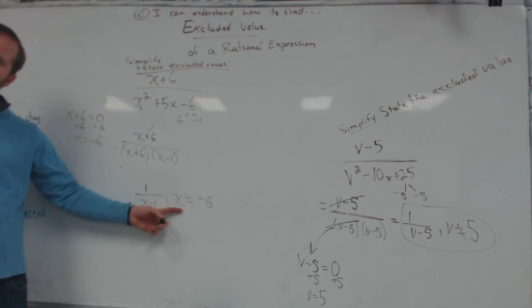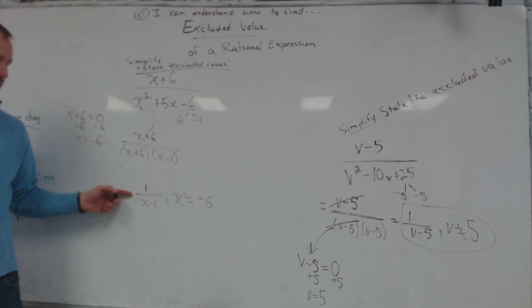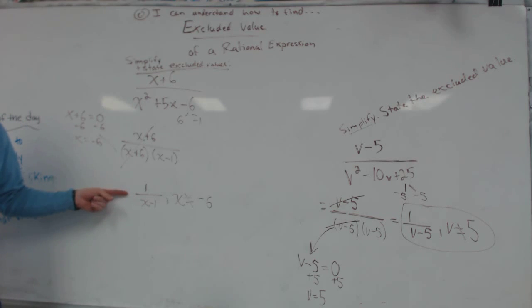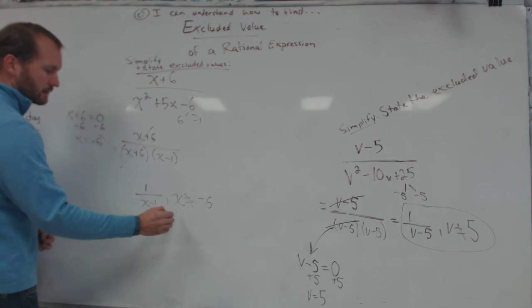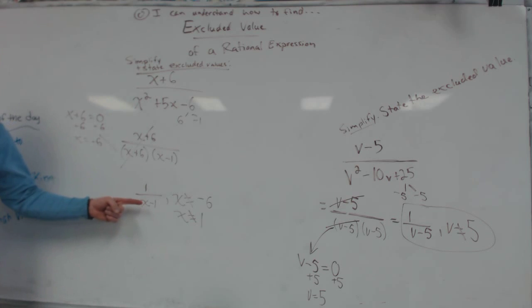A lot of times they are also looking for another excluded value in this problem. If you had to guess what the other excluded value is, see how there's an x in the denominator still? We don't want our rational expressions to have zeros in the denominator. So x can also not be 1, because that would make this denominator go to 0.